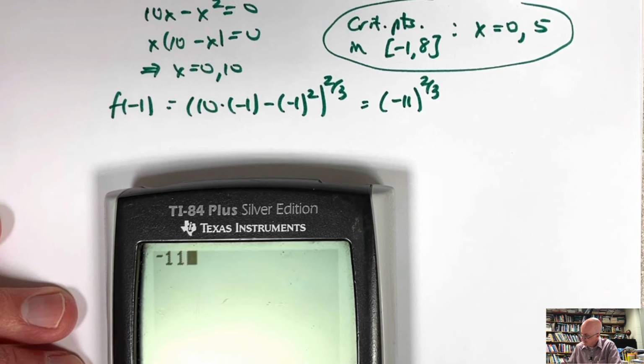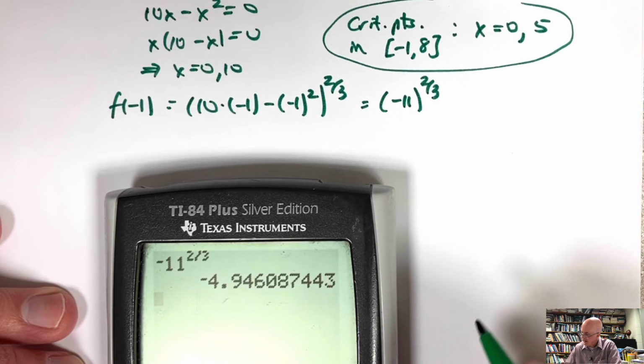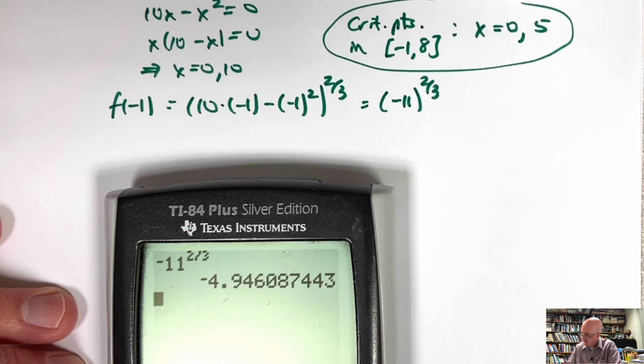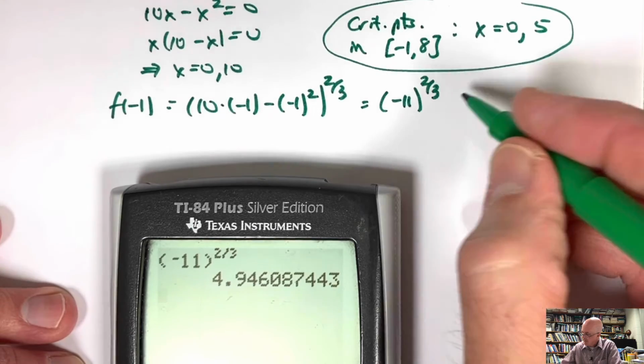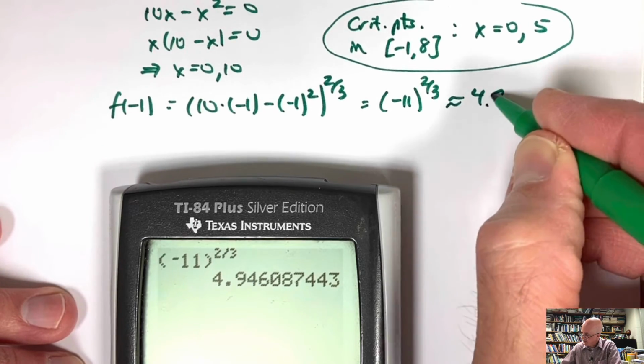-11 to the 2/3 power. Technically what you're doing is taking a cube root and then squaring it, so we will get a positive number here. I should have put the negative sign in parentheses here. (-11) to the 2/3 power is about positive 4.946.